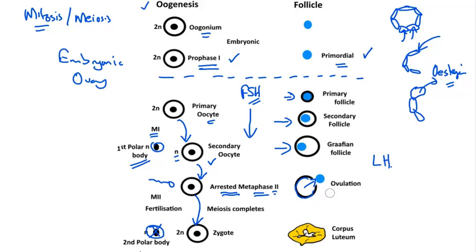With the empty follicle now, this transforms into the corpus luteum, and of course the corpus luteum is responsible for the synthesis and secretion of progesterone, which is going to maintain the lining of the uterus in the second phase of the menstrual cycle.